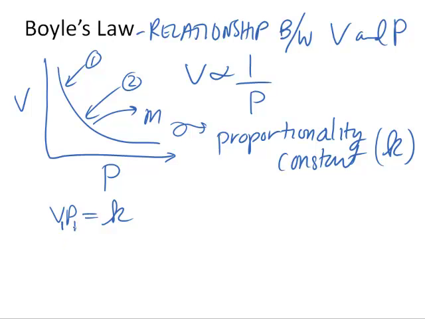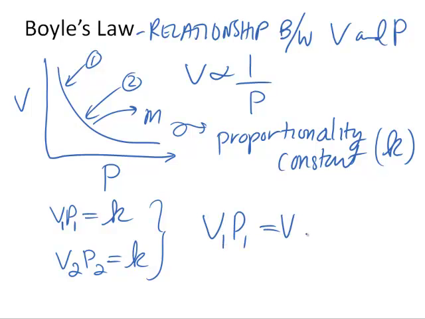Let's say the initial volume and initial pressure, V1, P1. Your second experiment, V2, P2, will also equal that proportionality constant. Now, since those expressions are equal to the same constant, we can say V1 P1 equals V2 P2. So you can derive an equation for Boyle's law to indicate that if you know the initial volume and pressure settings, and you change one to, say, increase the pressure, you can calculate V2, the secondary volume, by solving for it.